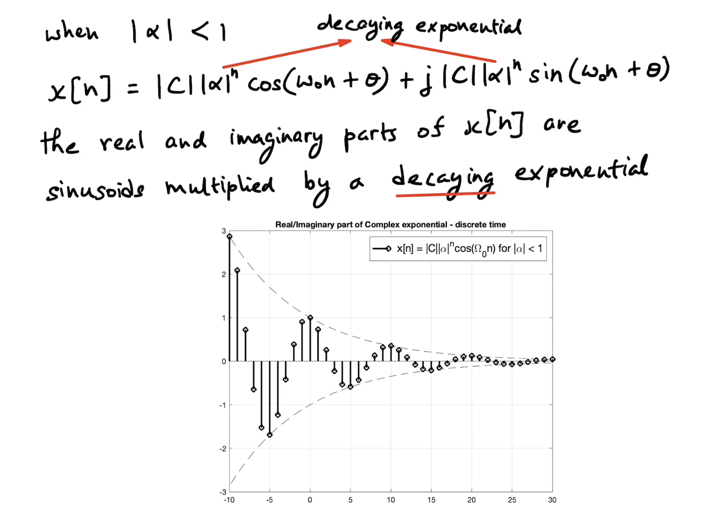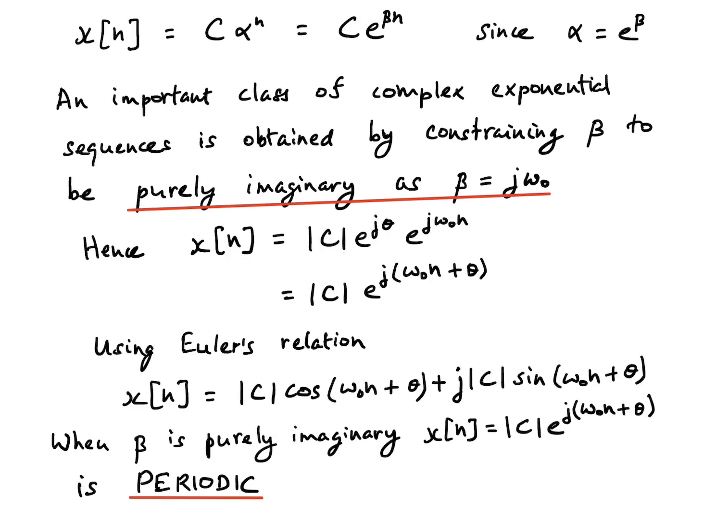Next, we will see another important class in the discrete exponential signal. Just as we saw the important class in the continuous exponential, where we chose r to be 0, here we are going to constrain beta to be purely imaginary. Since alpha is equal to e power beta, c alpha power n is c e power beta n. Now this beta term can be made purely imaginary. So if there is no real part to this beta, this alpha, which is e power beta, will become e power j something, right?